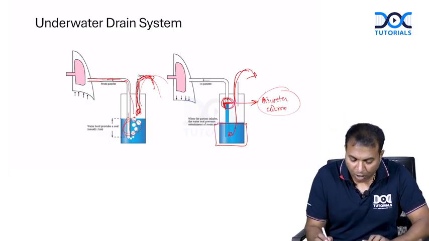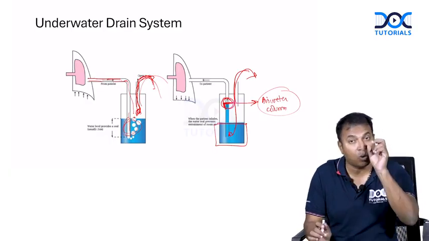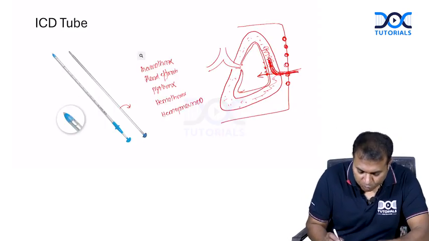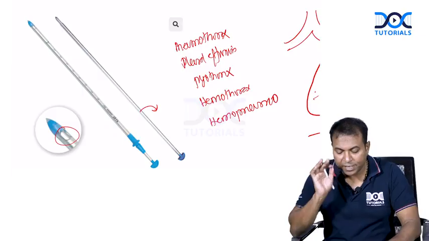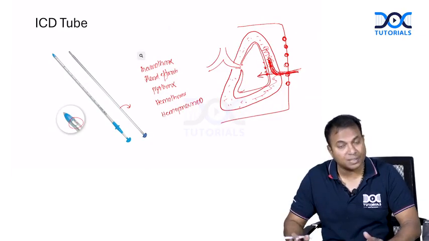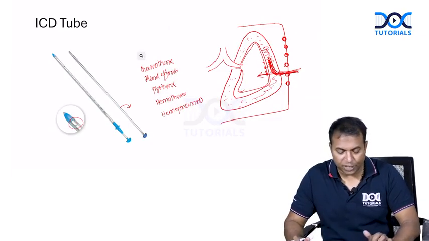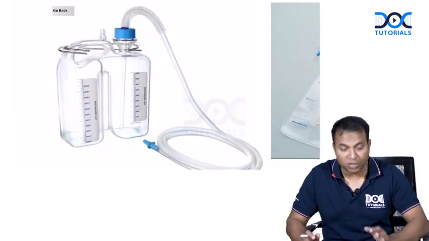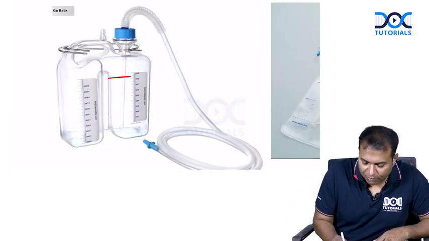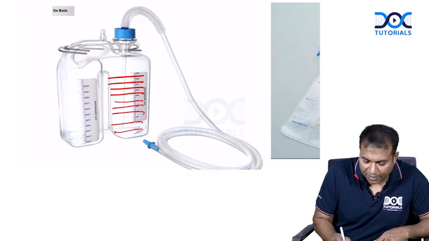So ensure all the holes in the tube are inside. For example, these are the small holes in the tube. No, this is one hole. All these holes should be inside the thoracic cavity. Don't forget this. So this is an underwater drainage bag, which when it was manufactured was like this. We will fill it with water up to this place here, and this will be empty.